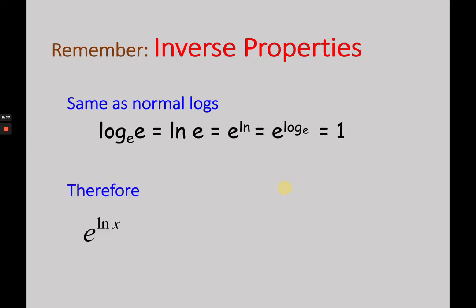What does this mean? If you have a problem e raised to ln of x, you can cancel it. The answer is the value or the argument x. Same as ln of e to the x, we cancel ln and e. The answer is x. Always remember, by inverse properties, we can cancel either of these when you see them.